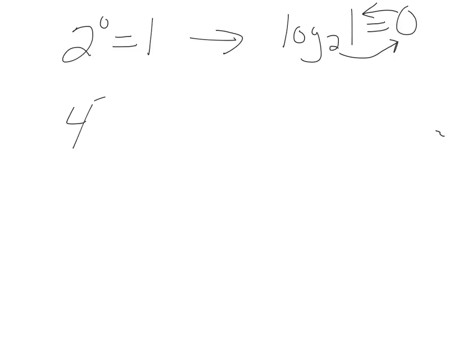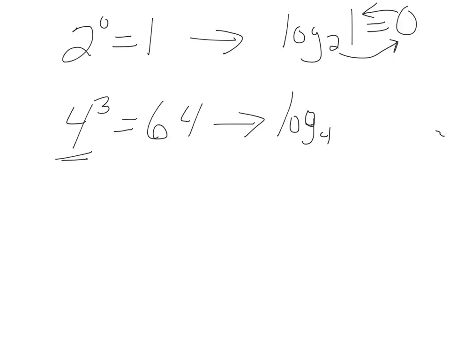Let's say that we have 4 to the third equals 64. And they want us to convert it to logarithmic notation or a logarithmic equation. Again, just look at what they gave you as the exponent and figure out what the base is. The base is 4. So that's going to be my base down here. Log base 4 of what? Of 64 equals 3. And again, the way to check it is 4 to the third is 64. Yes, I've done that correctly.